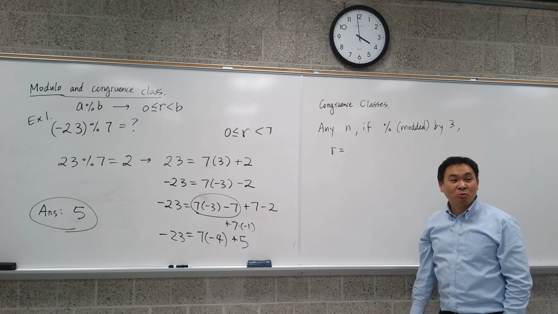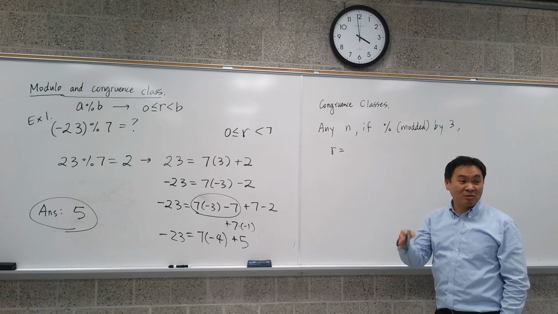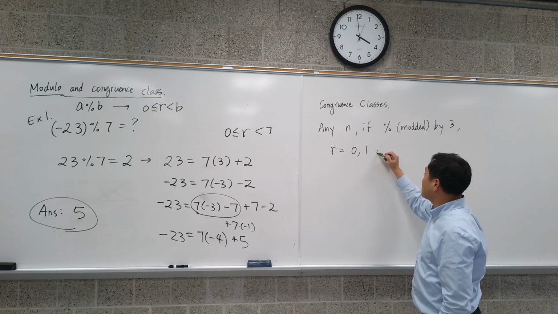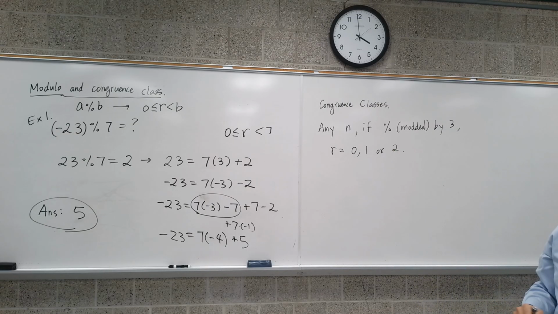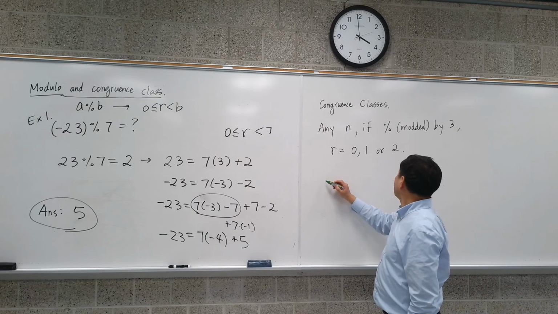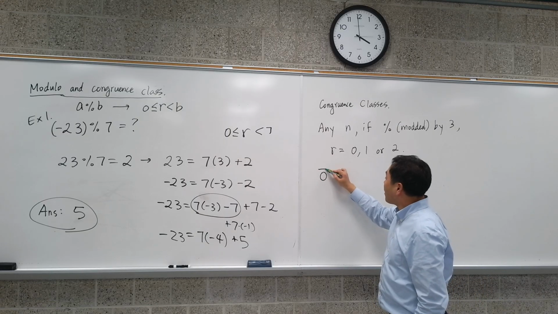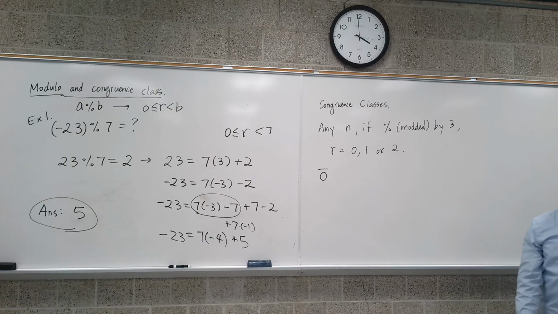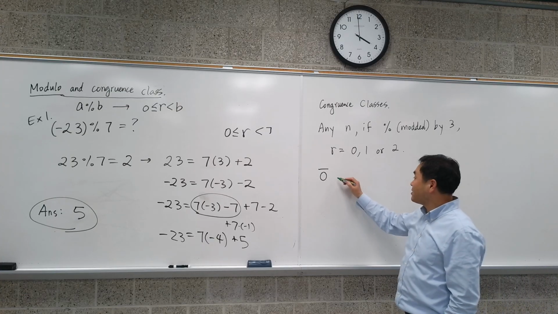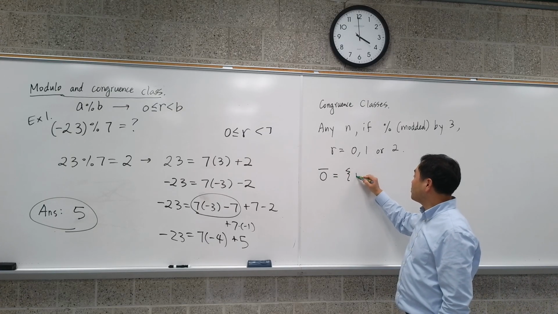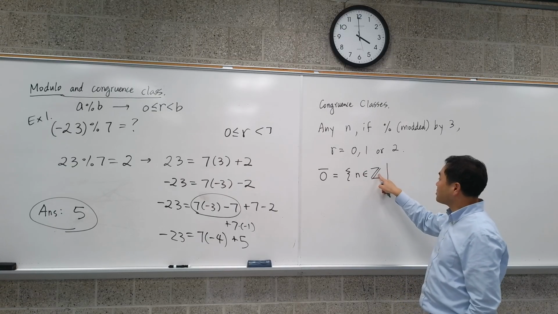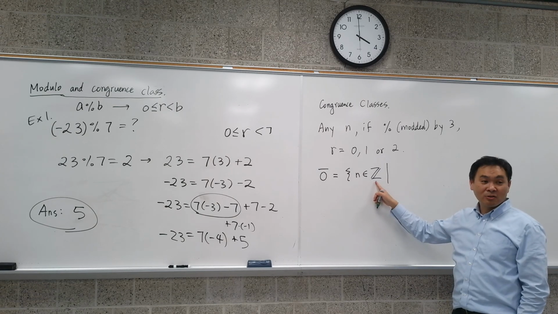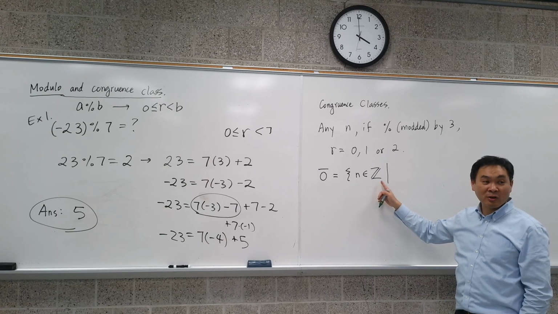2 or 1, or it could be 0 too. 0 is fine, that means it's divisible. So 0, 1, or 2. Okay. And that allows us to define the following sets. Okay? So 0 bar is actually a set where we collect every integer. So this is a symbol for integers. So this is a set that has 1, 2, 3, 4, 5, 6, 7, and negative 1, negative 2, negative 3, including the 0 as well.